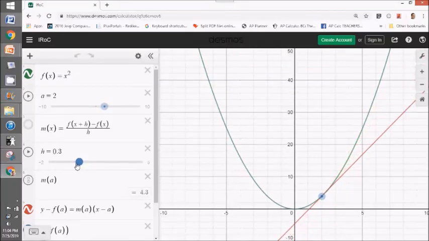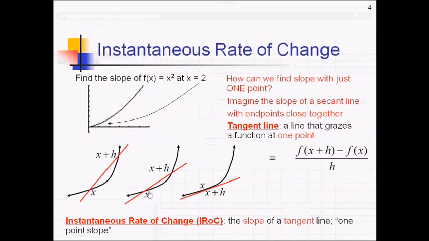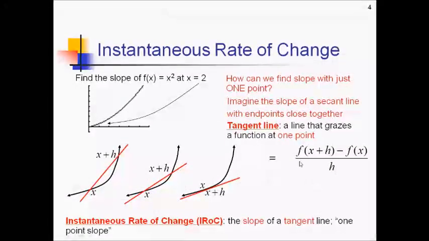H is approaching 0, we're almost there, our slope is at 4.1 now, and as we move to 0, the slope is undefined. If we move to a little bit before 0, the slope is almost 4. So it's looking like we're having some issues actually plugging in 0 for h, which makes sense. I mean, you essentially have 0 over 0 if you do that.